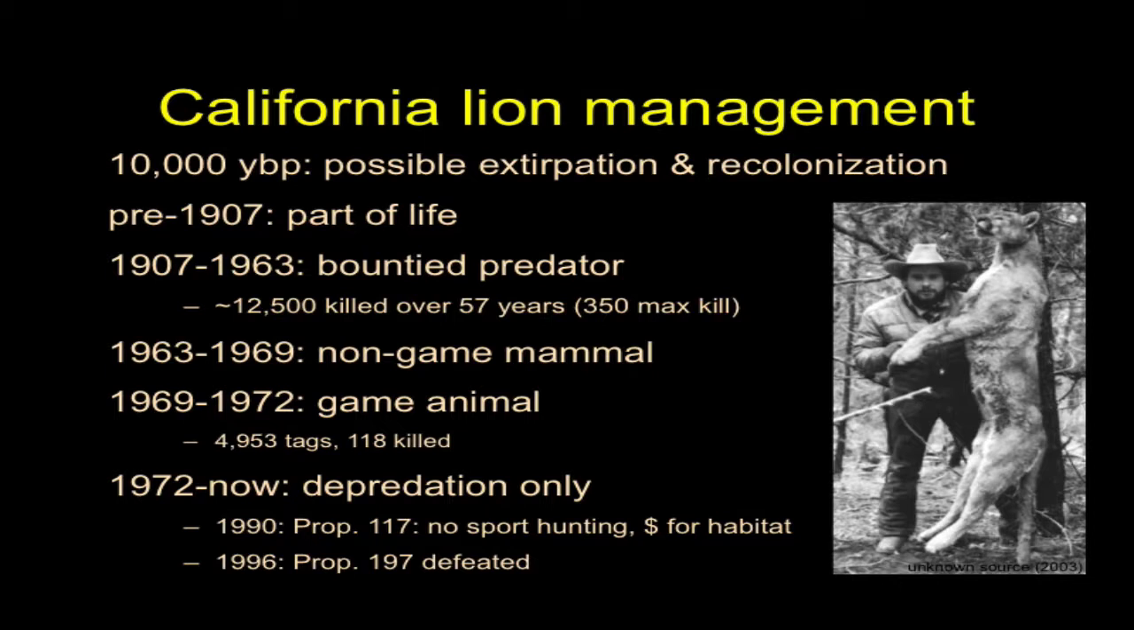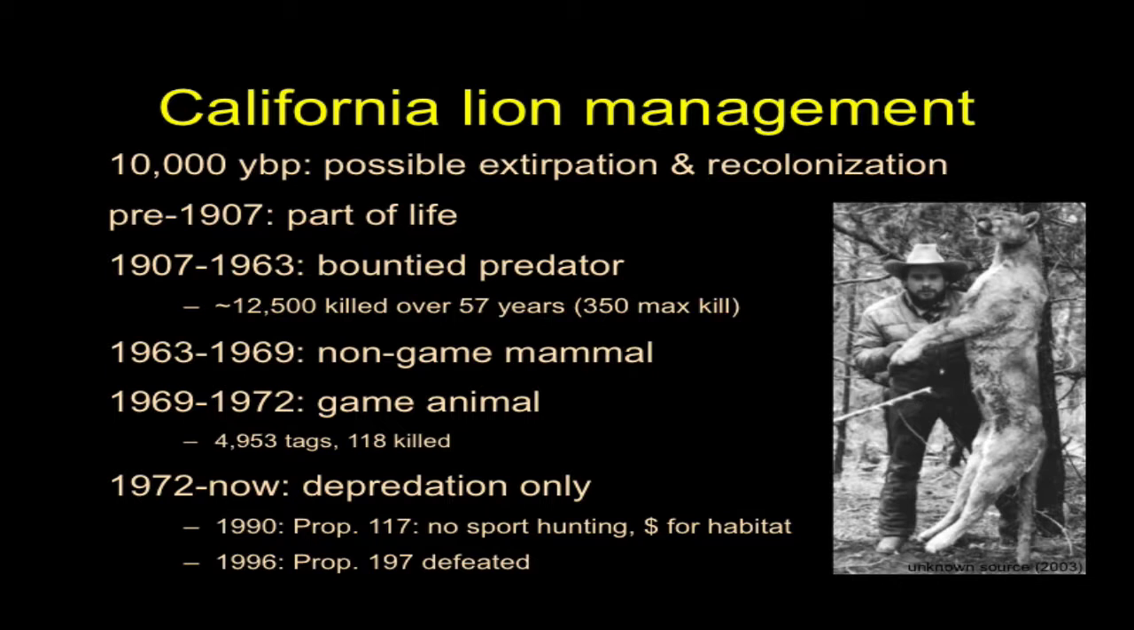For the next couple years, between 69 and 72, they briefly become a so-called game animal, meaning just like deer are now. You want to hunt one? Cool. You give the state money. They'll issue a hunting license or a hunting tag, and you could try to go and get one.